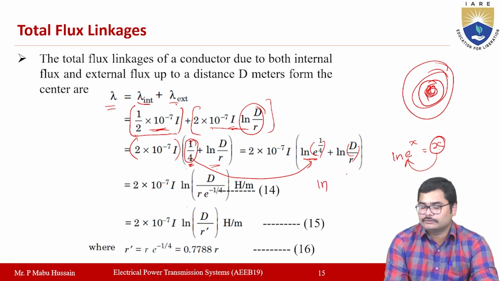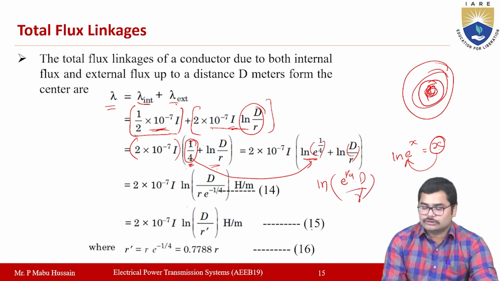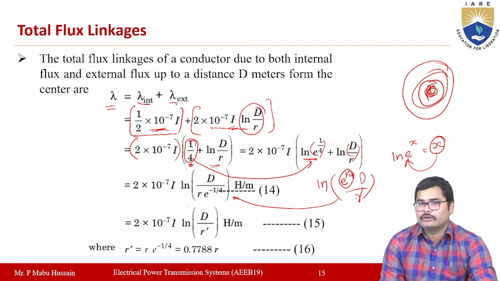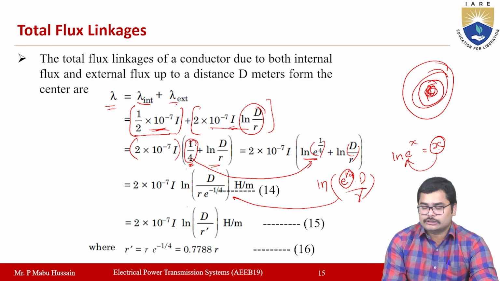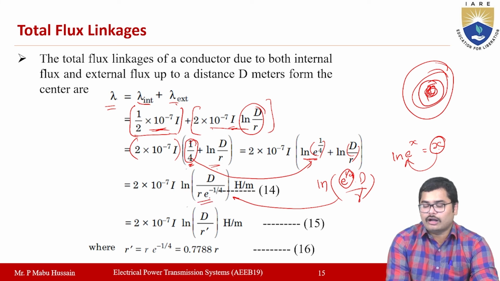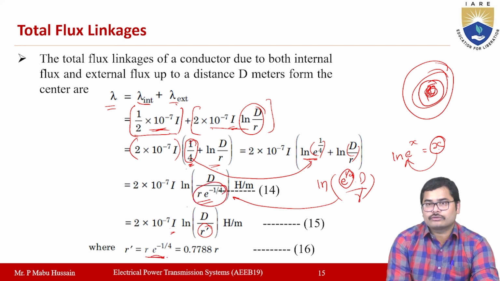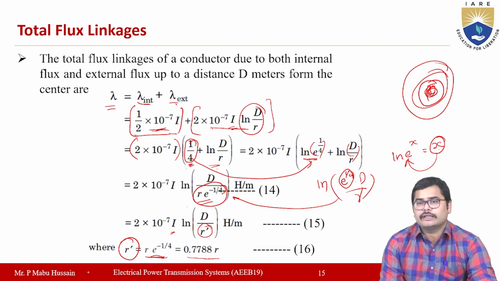So it can be written as ln e^(1/4) into d by r. Okay, from this again you can write it as d by... so this e^(1/4) is passing to the denominator, so then you can write it as ln d by r into e^(-1/4). Now this can be written as 2 into 10^-7 I ln d by r dash. Here r dash represents r into e^(-1/4). If you solve this you will get 0.7788 times r. The value of r dash here will be equal to 0.7788 times r.